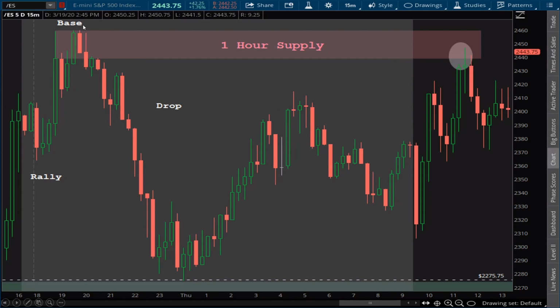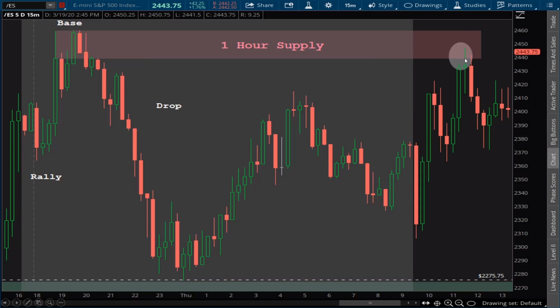So again, rally-base-drop. When we come into the supply zone, look what happens. We rally. Look at this green candle right here at the top. That's a basing candle followed by a drop. This is a supply zone on a 15-minute chart inside the supply we were looking to scalp short at, the 1 hour zone. That is confirmation to get short right there.